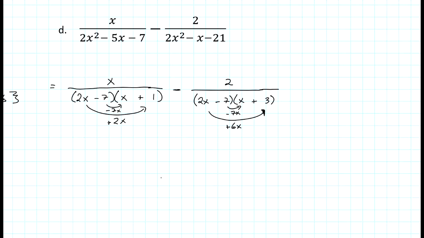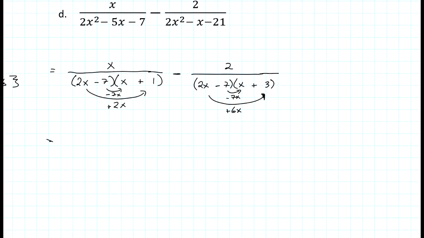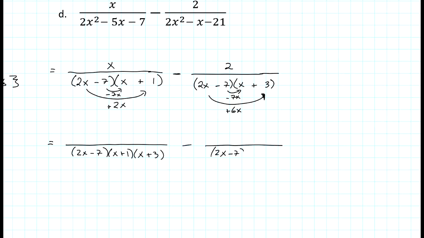Let's write that common denominator first. This is going to be over 2x minus 7, which is already common to both, so we don't need to worry about that. We need an x plus 1, and we also need an x plus 3. So I'll write that for both fractions. The second fraction, same thing, 2x minus 7, x plus 1, and x plus 3.